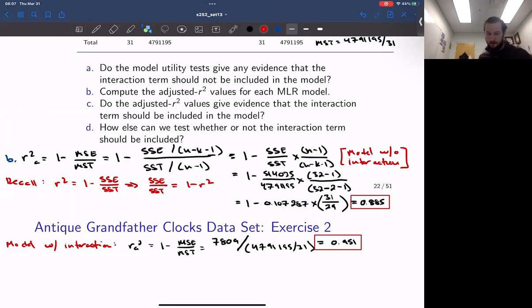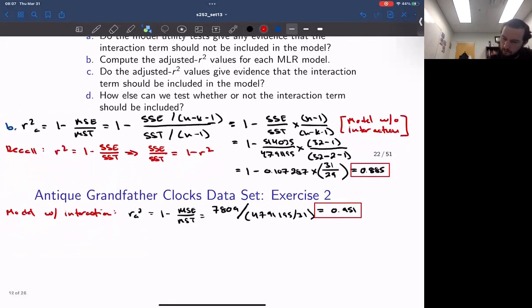All right, so we'll do part C next, because it directly follows this question. Part C says, do the adjusted R squared values give evidence that the interaction term should be included in the model? Essentially what we are looking for here is which value gives the higher adjusted R squared. In this situation, the difference in the adjusted R squared values is about 0.7 units, so about 7% difference.